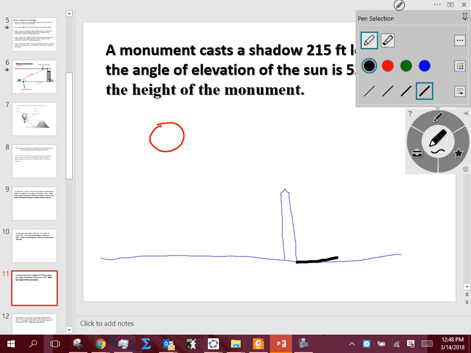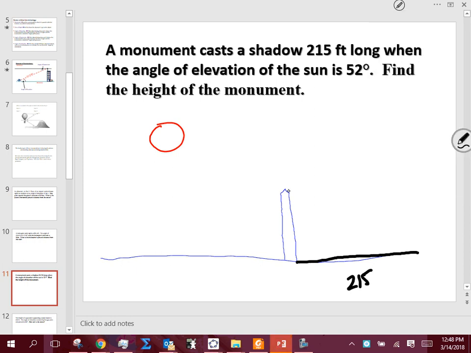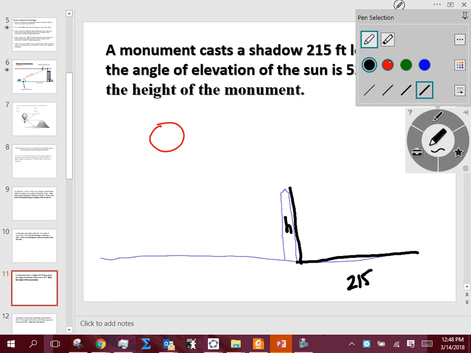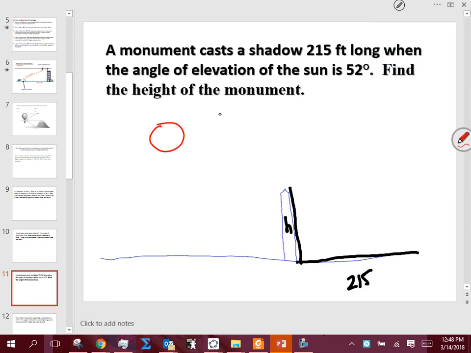My shadow would be there, right? And they're saying in this question, my shadow is 215 feet. The goal is to find out how tall the monument is. So that's H. Now, the question gets into talking about the angle of elevation to the sun. Okay, when the angle of elevation of the sun is 52 degrees.